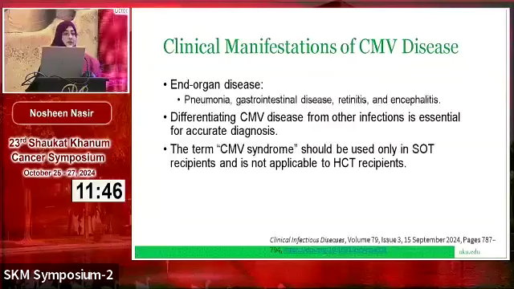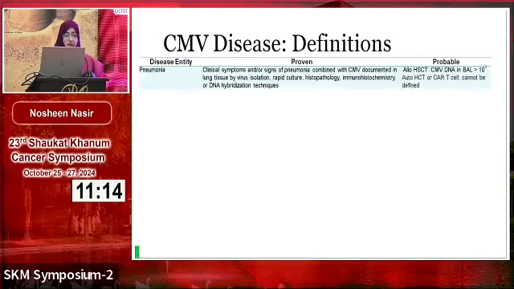So CMV disease is associated with end organ disease. It can involve any organ, but predominantly in patients who have undergone bone marrow transplant, the sites of infection are pneumonia, gastrointestinal disease, retinitis, and rarely encephalitis and hepatitis. So differentiating CMV disease from other infections is essential for accurate diagnosis. There is a term CMV syndrome, and that is used in solid organ transplant recipients. It is not applicable to hematopoietic transplant recipients. So over here, I'll just give you a brief idea of how we are defining the disease entities.